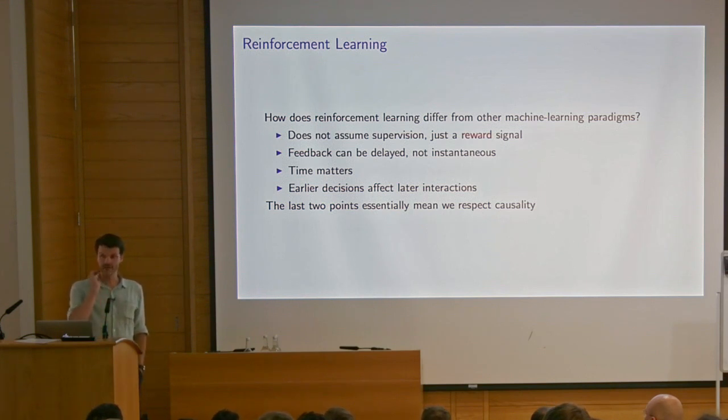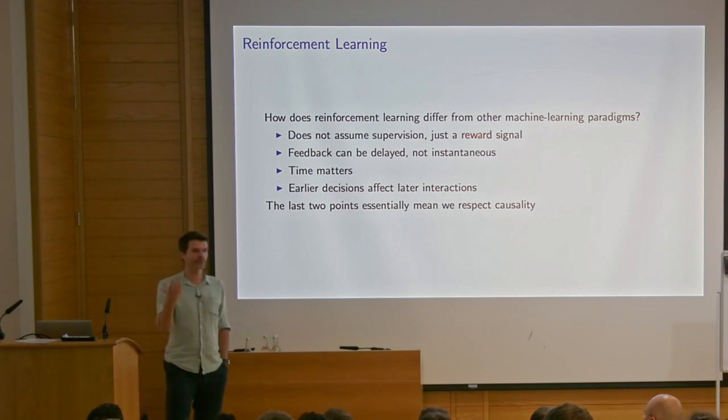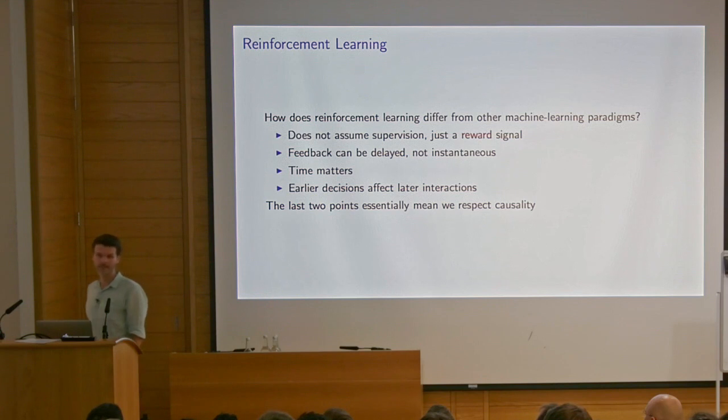And this is also different from many earlier machine learning algorithms, where often we assume that we can sample from some data set, for instance, independently. Or if we have an actual data set, we might just scramble these in terms of ordering, because the ordering doesn't actually matter. And in fact, it might work better if you scramble them. But here, this is not the case. Earlier decisions do affect later interactions, typically, which means you can't just throw away the time in order to reason about these. And essentially, these two last points mean that we have to respect causality, that an action can only affect things that happen later and not things that happened before.